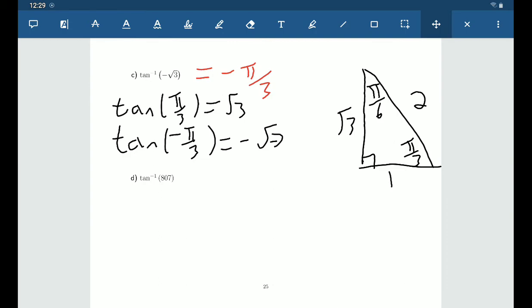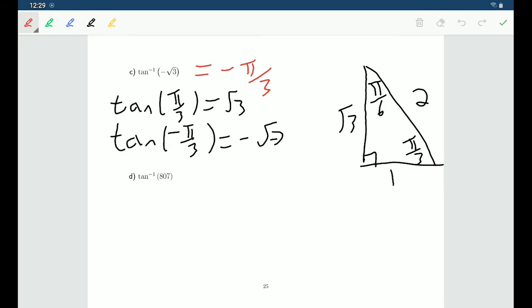All right, last one. Tangent inverse of 807. This isn't something that's coming from one of my special triangles for sure. So that means that it's time for us to grab our calculators, make sure that we're in radians mode. Second function, tangent 807. And when I run that through my calculator, I get about 1.5695 and so on. We were going to 3 decimal places, so I will round that to 1.570.